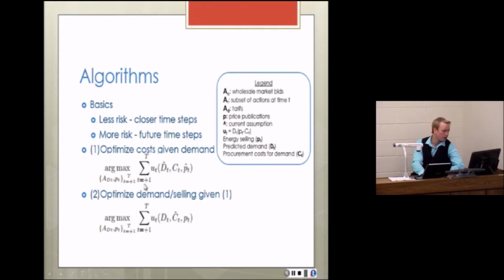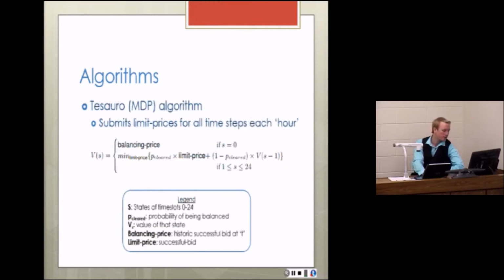And then the same formula, but now you have your cost that you got from Formula 1, and now you're going to optimize your predicted demand and your procurement costs for that demand. So those are going to be used in our strategies I'll talk about later for the wholesale and the tariff selling strategies. So this, as I mentioned earlier, is based off this MDP algorithm and the Markov decision process.